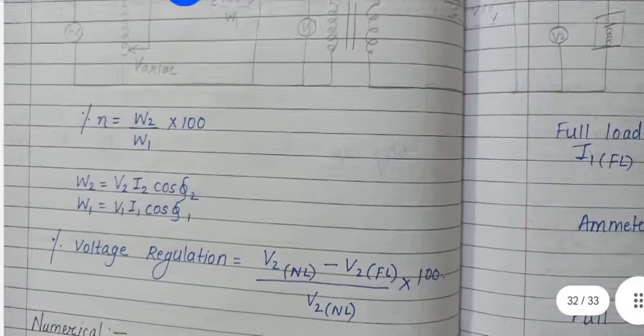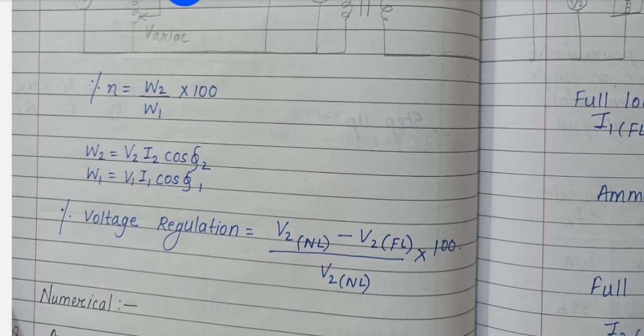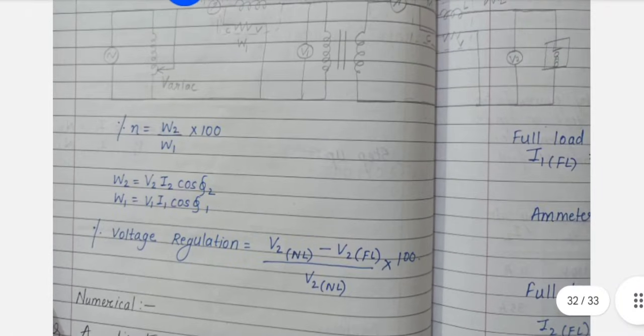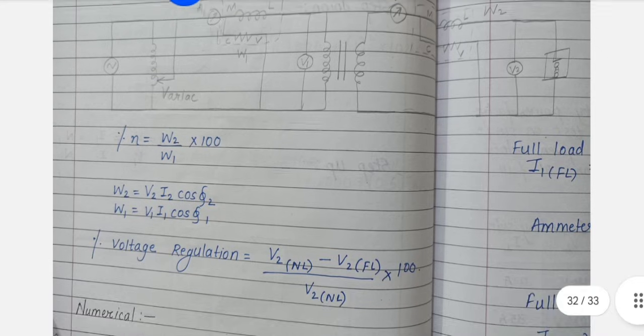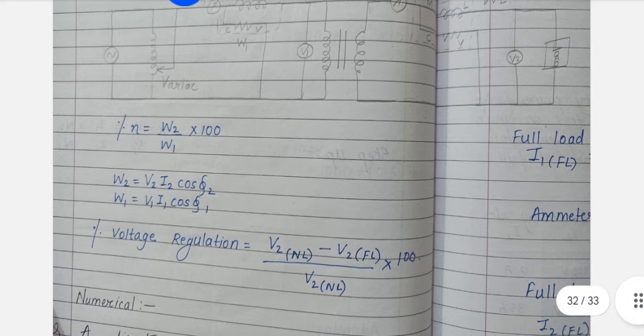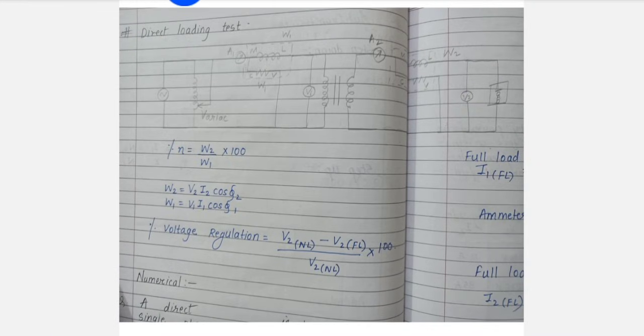For this you can write about the efficiency of the transformer, that is output power upon input power into 100, same thing. And what will be W2? Same, we have to write the formula for power, V2 I2 cos phi 2, V1 I1 cos phi 1. So this is the power formula. Then we have percent voltage regulation, the same formula you have to mention. The direct loading test is not a frequent question, so I am not taking it that importantly. First, only this diagram is important, in which you have to show the loads and whatever is present in the load, and then you have to write about the efficiency and voltage regulation. So this was about the direct loading test.